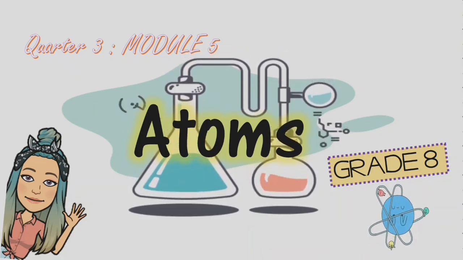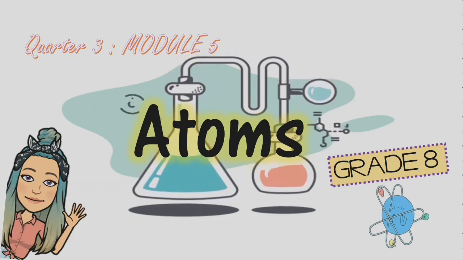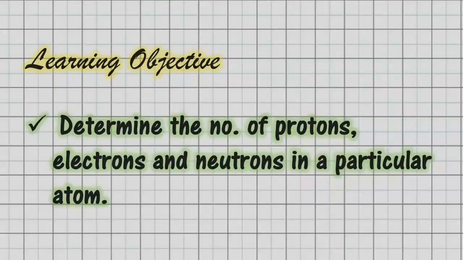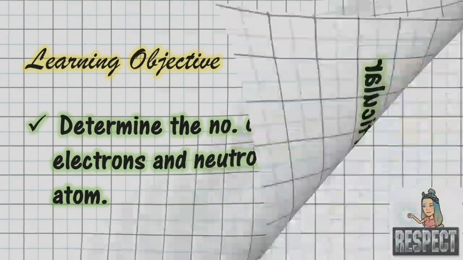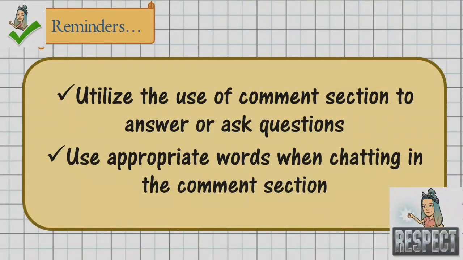For today's lesson, I will be discussing Module 5 of Quarter 3, which is about the atom. Our learning objective for this lesson: determine the number of protons, electrons, and neutrons in a particular atom. But before we proceed with our lesson, let us first go over the following reminders.